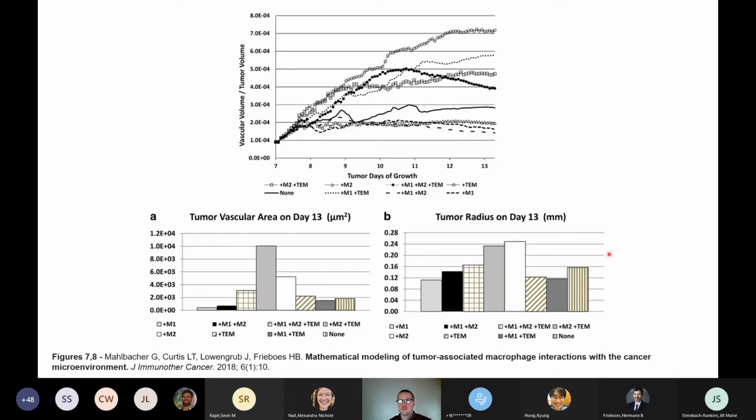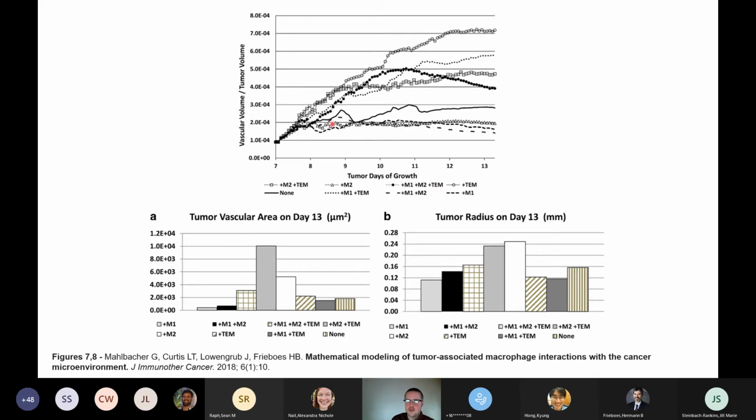Various tumor growth scenarios were compared over time, including the presence of these macrophage types in all combinations. The extent of vascularization relative to the tumor growth over time is represented in this figure. Combining M1s and M2s with Tie2 macrophages generally increased the vascular volume to tumor volume ratio, and inclusion of Tie2 macrophages on their own resulted in the largest increase, indicated by this dotted line with empty circles.